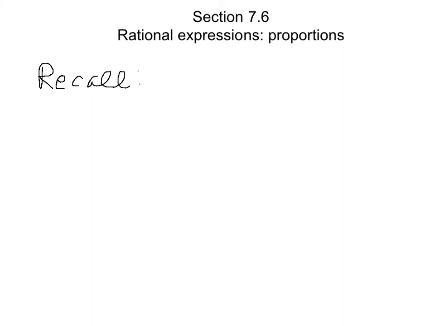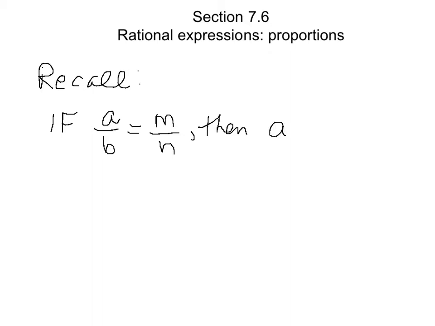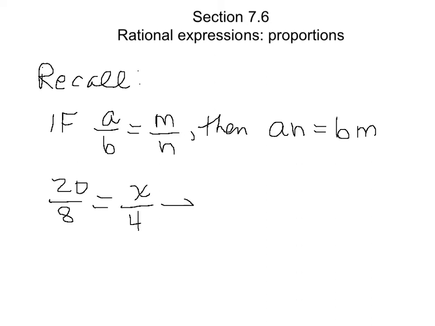And the recall here is that if we know that a over b is equal to, let's say, m over n, then what that means, if we essentially cross multiply, is that an is equal to bm. So here's an example. Suppose we have 20 over 8 is equal to x over 4. What that means is 80 is equal to 8x, and that means x is equal to 10.